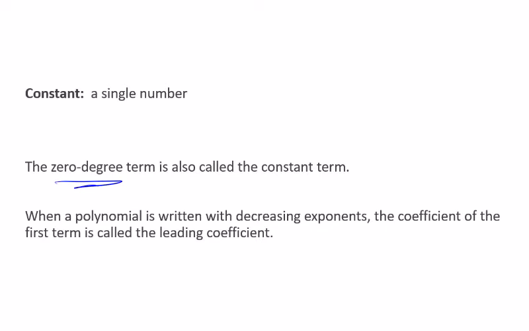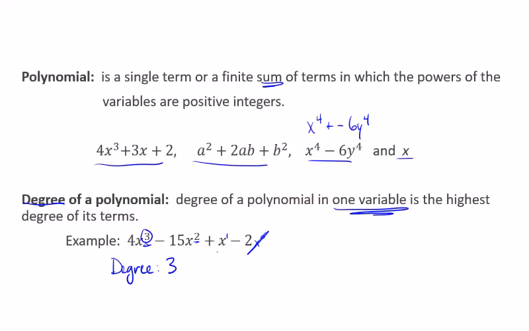All right. So, let's talk about the leading coefficient. The leading coefficient is the coefficient of the first term if you write it in decreasing order, right? So going back to that last example, this polynomial here is written in decreasing order, right? Once again, 3, 2, 1, 0. And so the coefficient of the leading term, or the first term, the term with the highest exponent, is called the leading coefficient.